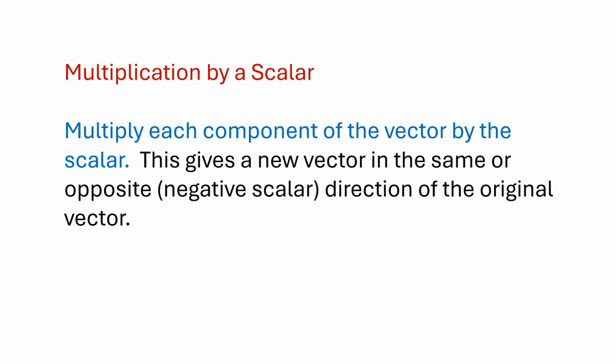Multiply each component of the vector by the scalar. This gives a new vector in the same or opposite direction. If we have a negative scalar, it's the opposite direction of the original vector. So multiplication by a scalar does not change the direction of the vector, only the magnitude.